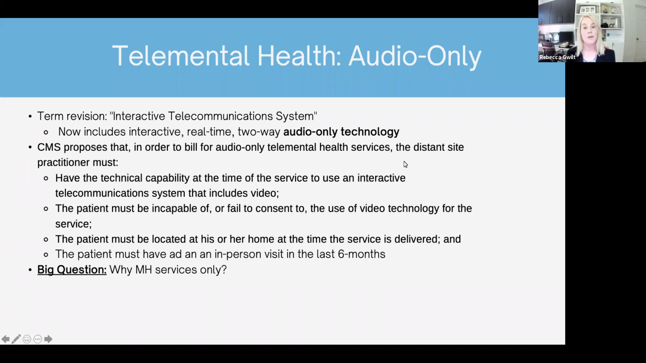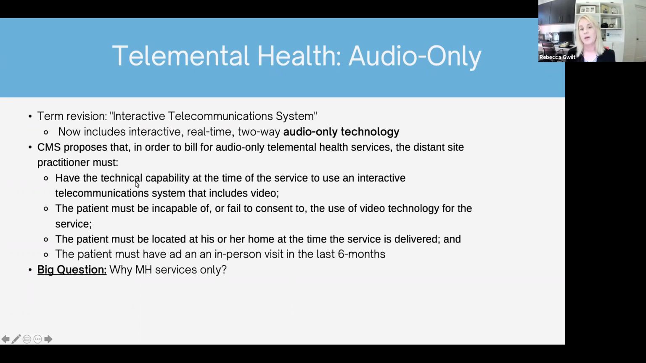Again, there's not much CMS can do here to get around what the legislation says. We're hoping for other legislation to correct this and sort of replace this. But for now, the win is that audio-only services are expanding in some cases.